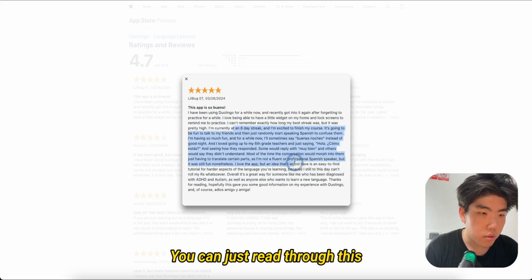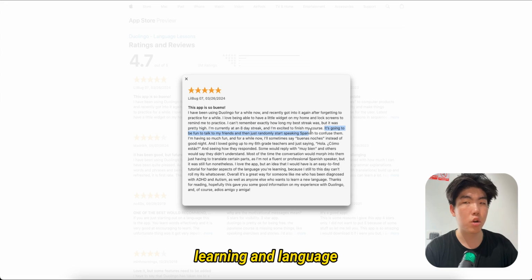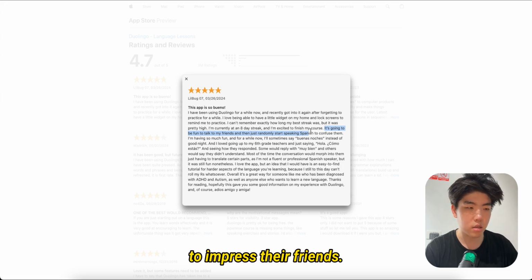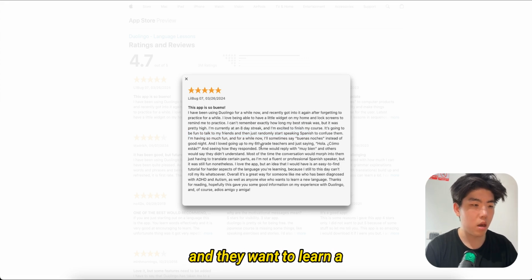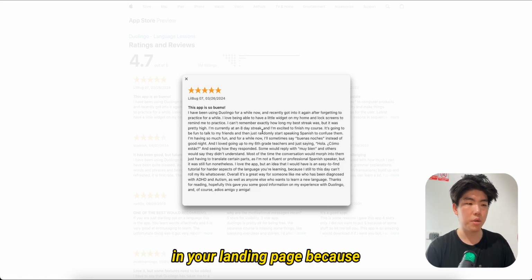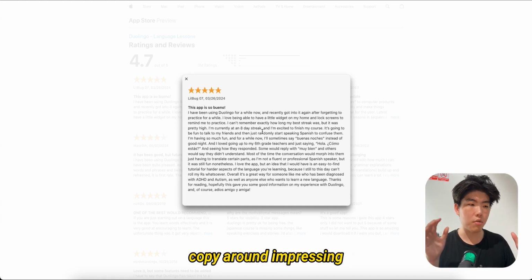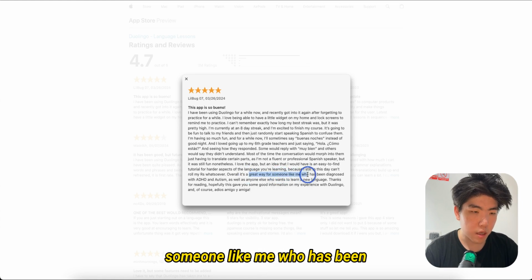You can just read through this review and you can see that it's going to be fun to talk to my friends and then randomly start speaking Spanish. What does that tell you? It tells you that they're learning a language to impress their friends. That's one key factor. They probably are in school and they want to learn a language to impress their teacher. You can use this information in your landing page because you can structure the copy around impressing your friends/teachers. It's a great way for someone like me who has been diagnosed with ADHD and autism.